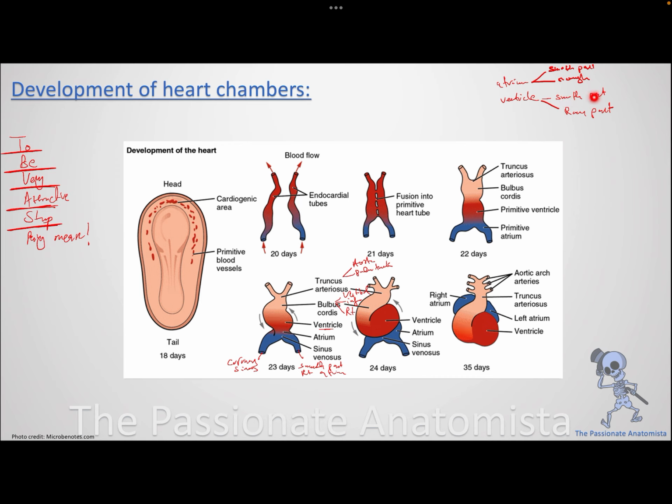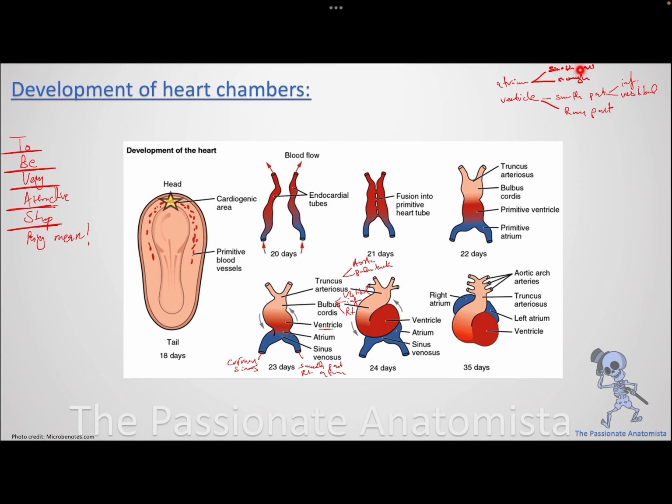We want to facilitate sending of the blood away from the ventricle. And this is what I just told you about. This is going to lead to the aorta and pulmonary trunk. This is basically the infundibulum and the vestibule of both ventricles. The infundibulum leads to the pulmonary trunk, and the vestibule leads to the aorta.